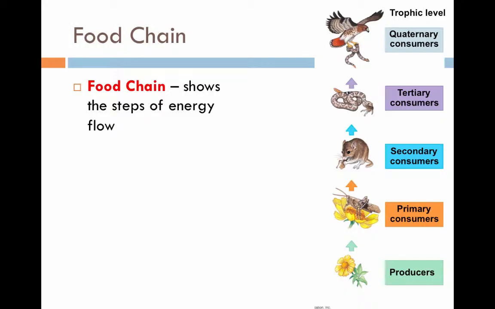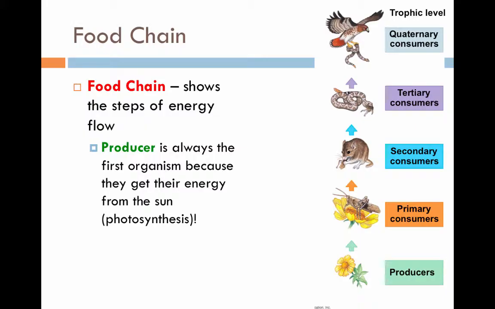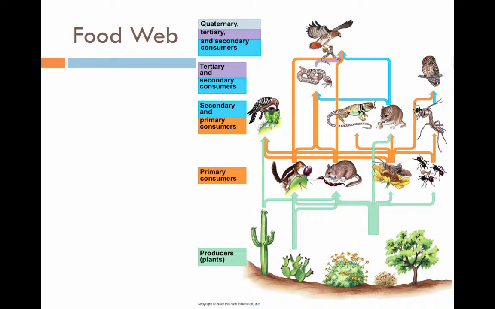The flower is eaten by the grasshopper, which is eaten by the mouse, which is eaten by the snake, which is eaten by the hawk. Notice the order of the organisms. The producer is always the first organism in a food chain because they are the first organism to be eaten. They get their energy directly from the sun. They change the sun's energy into glucose through a process of photosynthesis. Producers are always first.